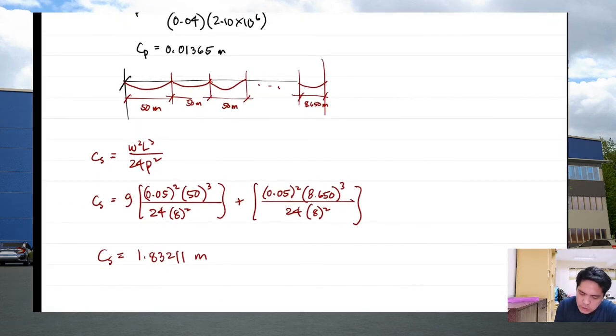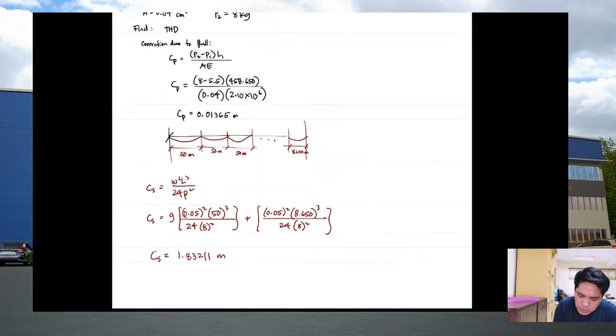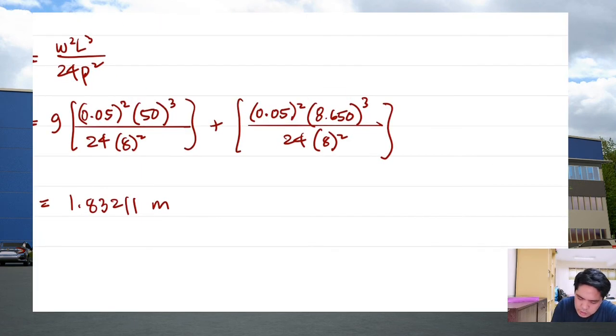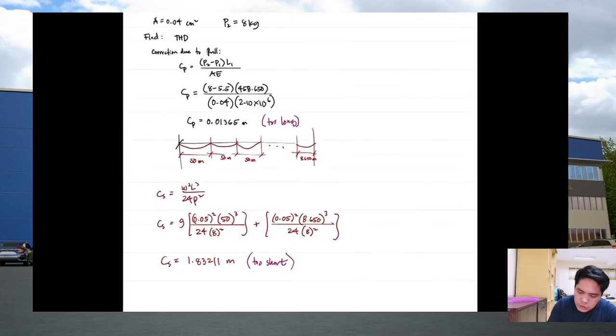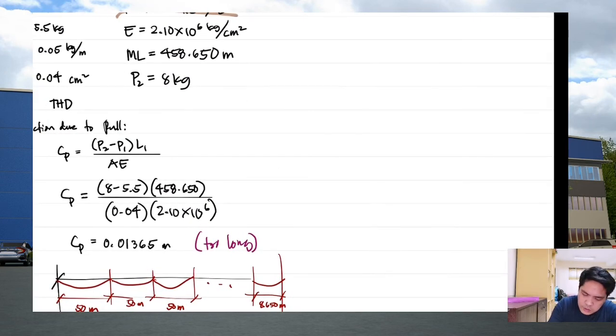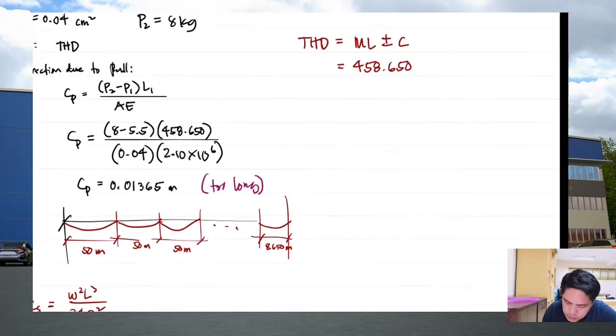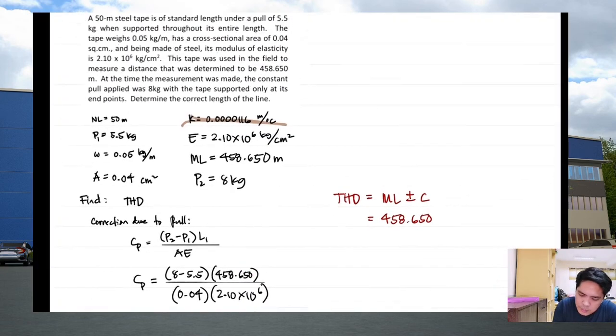So these are our corrections. So remember that due to pool, nag-increase siya. So lagay natin, note natin ha. The tape becomes too long, and dahil sa sag, this becomes too short. Now, the true horizontal distance of the line, THD, is now equal to the measured length plus or minus the corrections, diba? The correction. So, THD now is 458.650 meters.